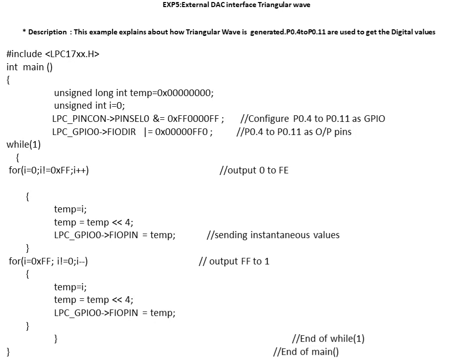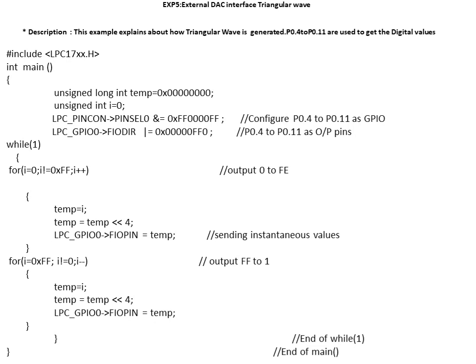In PINSEL0, for each port pin we have 2 bits assigned. So for port 0 bit 4, the bits assigned are 8 and 9, and so forth till port 0 bit 11. For port 0 bit 11, the bits are 22 and 23. So from bit number 8 to bit number 23, we want to make the value 0. That is what has been done here.